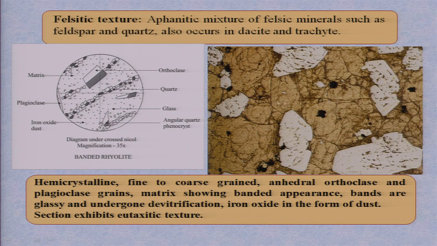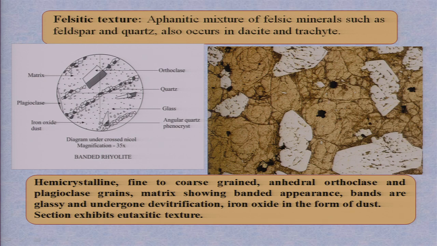This matrix shows a banded appearance. Here I have drawn the bands, based on microscopic observation, showing how it looks under the microscope. The bands are glassy and have undergone devitrification, and as a consequence iron oxide is released in the form of dust. That is why you get turbidity in this section here.